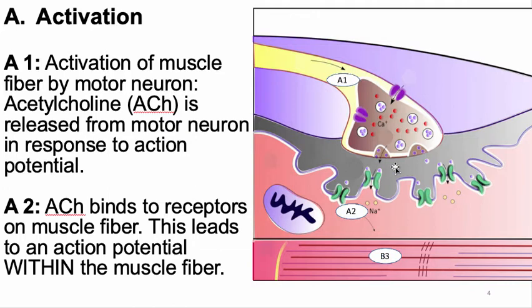The acetylcholine diffuses across the synapse and binds to the acetylcholine receptors that are located within the motor end plate of the muscle fiber. And that is going to then eventually lead to the production of an action potential inside the muscle. Because remember, these neurotransmitter receptors are also gated sodium ion channels.